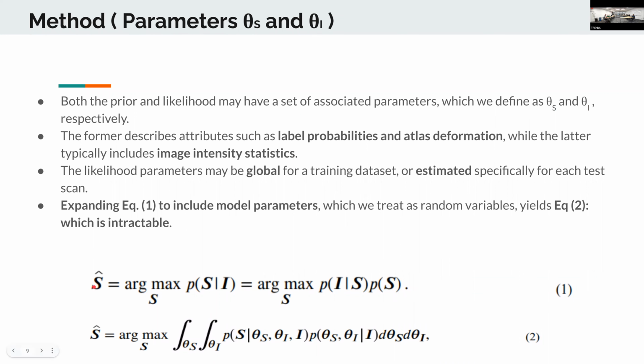Essentially, they propose the problems. They talk about the parameters theta s, which is label probabilities and atlas deformation related, and theta I, which is image intensity related. And they basically walk you through how they go from the estimation in terms of the inputs, and then they talk about the estimation in terms of the parameters that they're using. But they quickly point out that this estimation is intractable, so they proceed to replace certain components of this with neural networks.